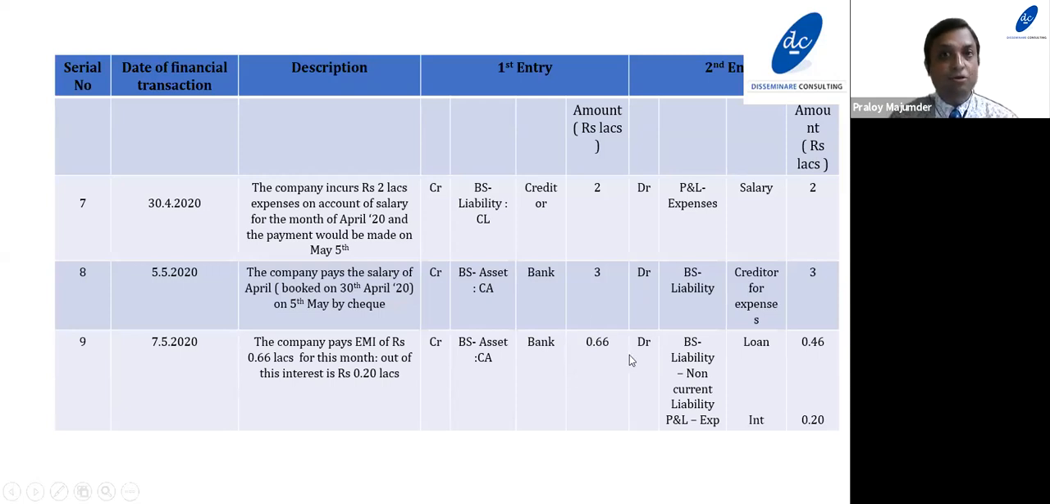Second entry would be of two parts. One is on account of outflow for an inflow which has happened in the past. It's the principal loan amount. And another part is the interest. So interest will go to the P&L and principal will go to the balance sheet. So balance sheet liability loan 0.46 lakhs, and in the case of interest, this 0.20 lakhs is the P&L part.